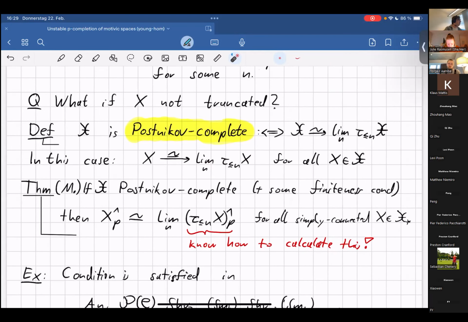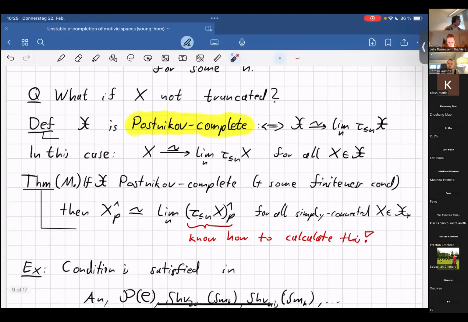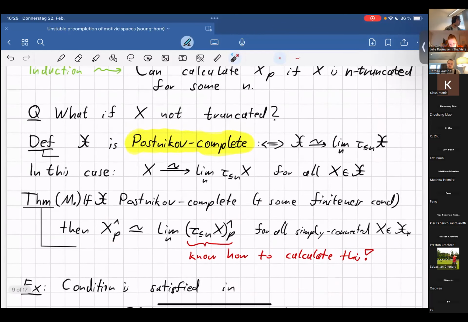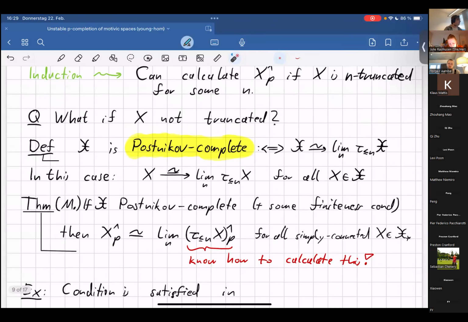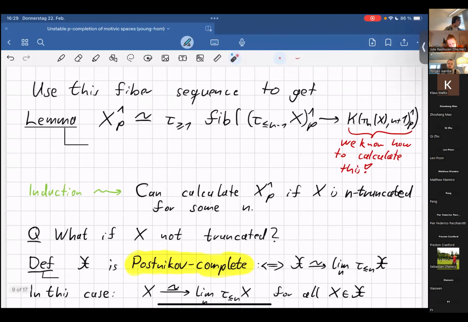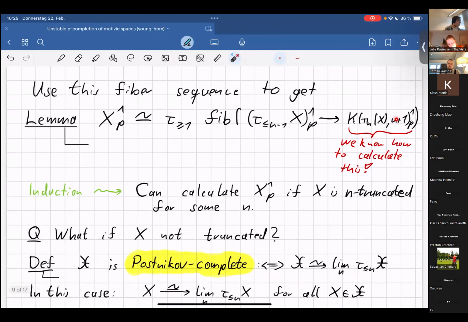So the theorem is, if X is a Postnikov complete infinity topos plus some finiteness condition, which I will not explain, then we can calculate the p-completion as the limit over the p-completions of the truncations, at least for simply connected X or nilpotent X. And the clue now is that we know how to say something about this, because this is now simply connected and n-truncated, and we can use this inductive process here to say something about this guy.